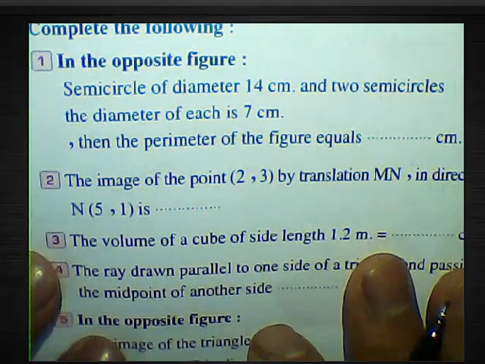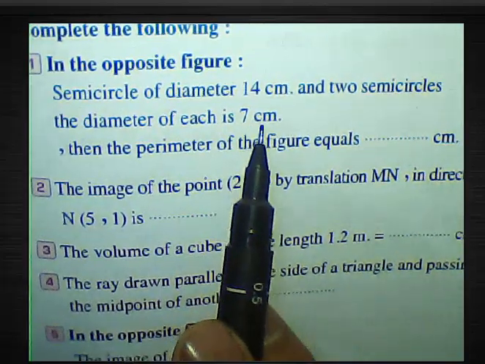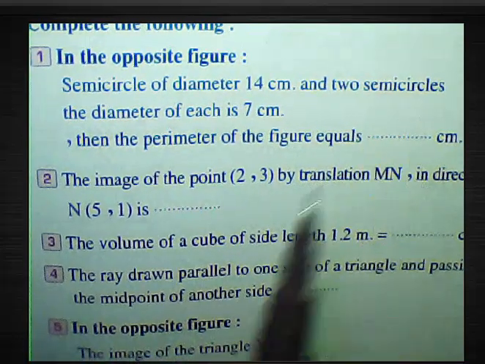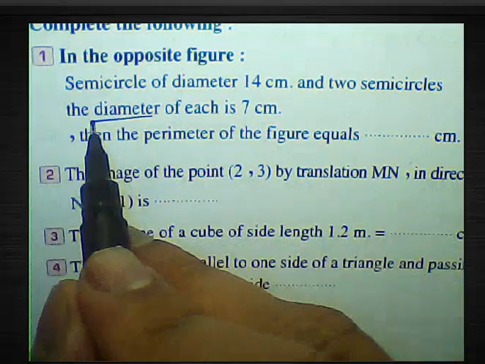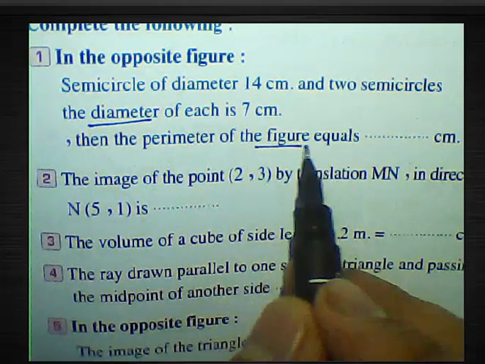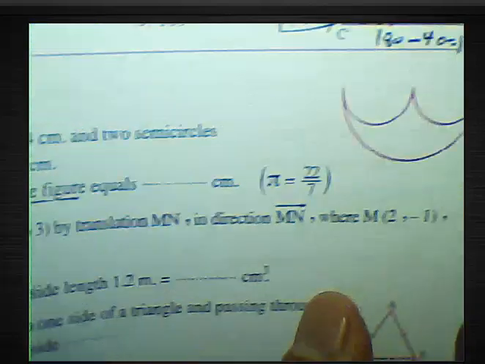Complete the following. In the opposite figure: a semicircle of diameter 14 cm and two semicircles, the diameter of each equals 7 cm. Then the perimeter of the figure equals what? He asked about the perimeter of the figure here.